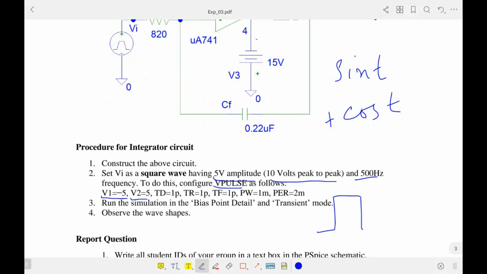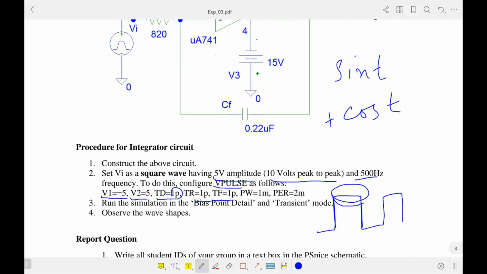Obviously, initially we don't want any time delay. That's why we have provided 1 pico. And obviously, we don't want any rise time and fall time. So it should be 0, and for PSpice purposes, we generally provide a very small value, that is 1 pico, and the pulse width, that is this duration.